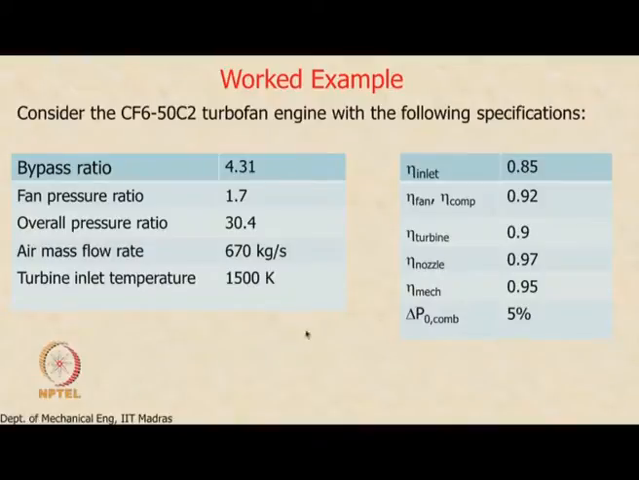For the worked example, I have chosen the following engine. The CF6-50C2 turbofan engine is a mid-size engine, manufactured by GE Snecma, and it has the following specifications: bypass ratio 4.31, fan pressure ratio is given as 1.7, overall pressure ratio is given, air mass flow rate, and the turbine entry temperature is also given. The component efficiencies for the inlet, for the fan and the compressors, turbine, the nozzle, and the mechanical efficiency are given. There is a 5% loss of stagnation pressure as shown here.